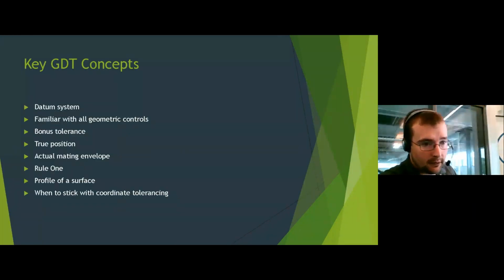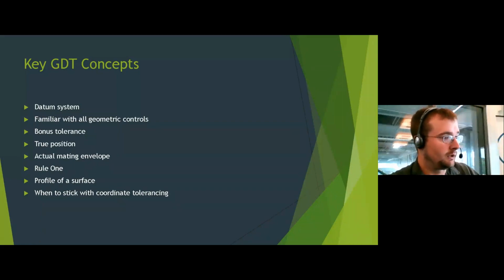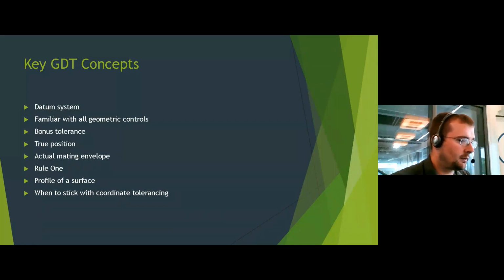All right. Key concepts. Talked about a lot of these already. Datum system, familiar with all geometric controls. What is bonus tolerance? How to calculate it, when you use it, what to do with it. True position's big. Inspecting the actual mating envelope, very important, what that means. Rule 1 boundaries, what to do with that. Profile of a surface, like I talked about.